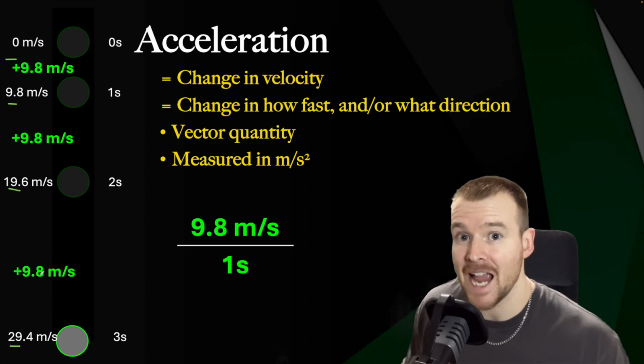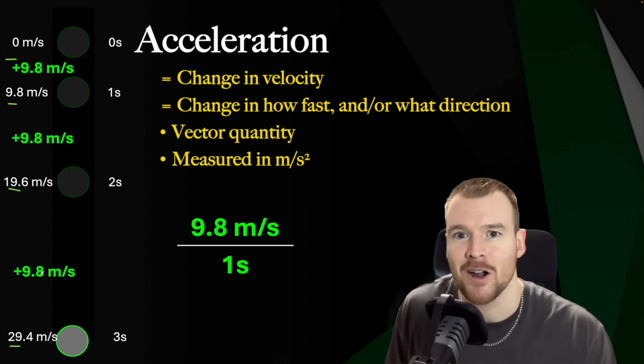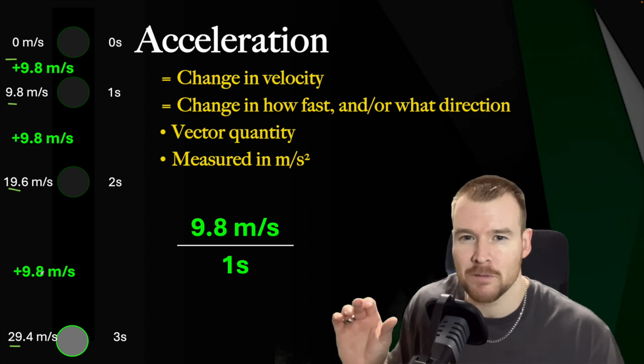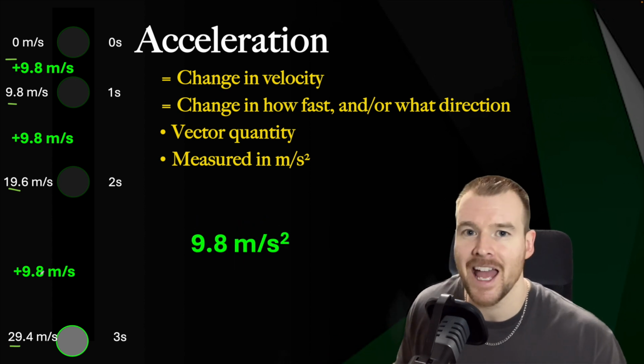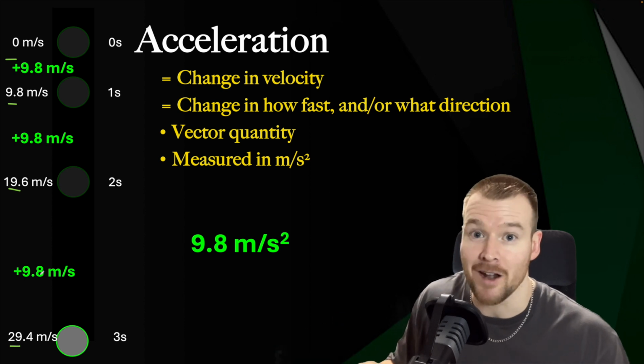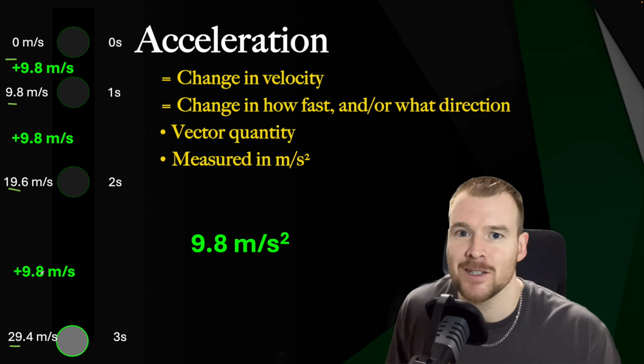So that rate of 9.8 meters per second every second is how we describe our acceleration. Now, instead of saying meters per second, we just put those per seconds together and describe it as 9.8 meters per second squared. It's basically just like saying seconds twice. So meters per second squared.